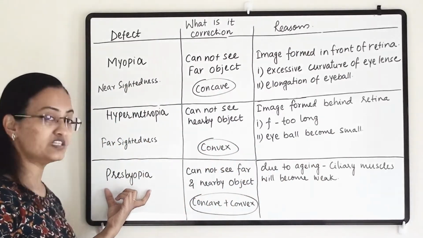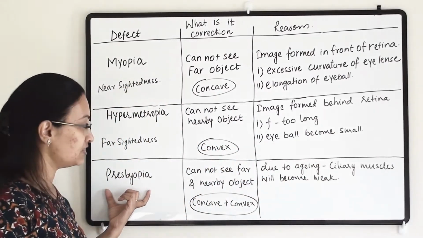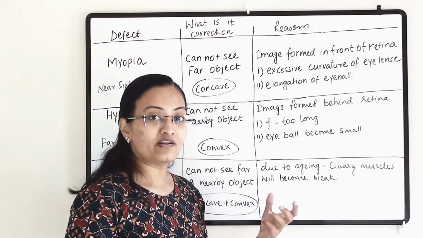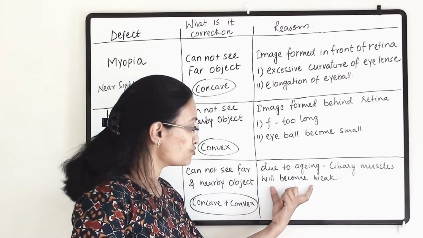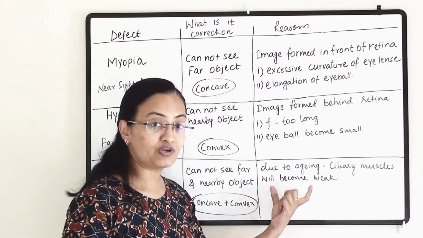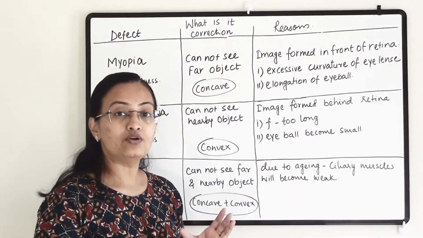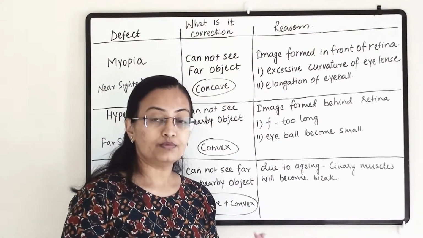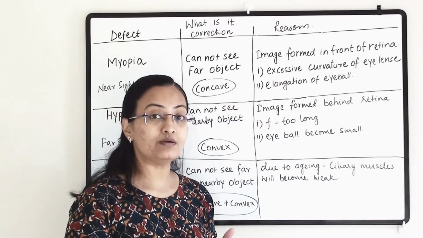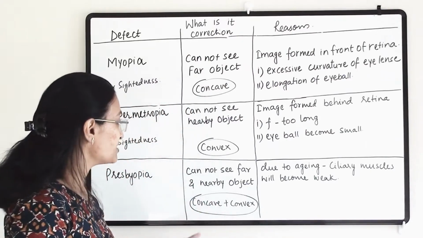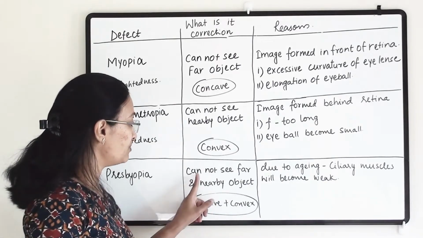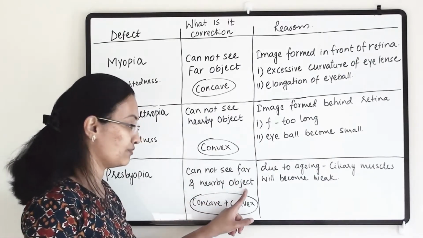The last one is presbyopia. It comes with aging, when the ciliary muscles lose their ability to contract and relax. So those muscles become weak, and because of that the lens will not change its focal length effectively. Because of that, the person will not be able to see both far and nearby objects.